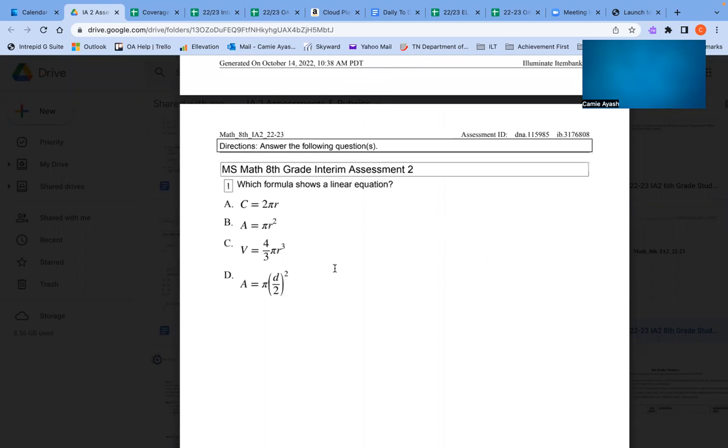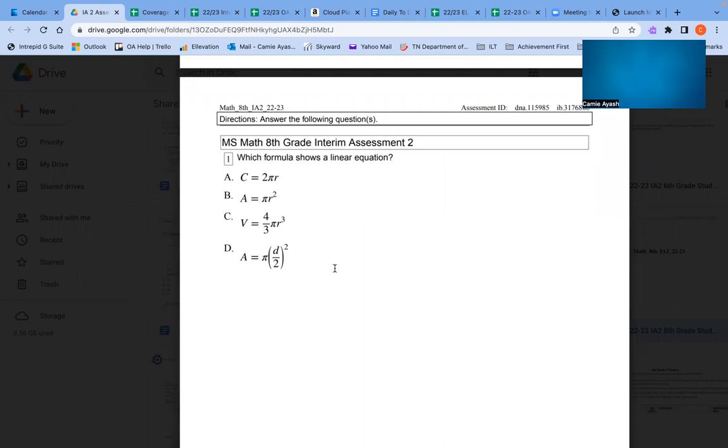MS Math 8th grade Interim Assessment 2. Number 1, which formula shows a linear equation? A, C equals 2 pi r. B, A equals pi r squared. C, V equals 4 over 3 pi r 3. D, A equals pi d over 2 squared.